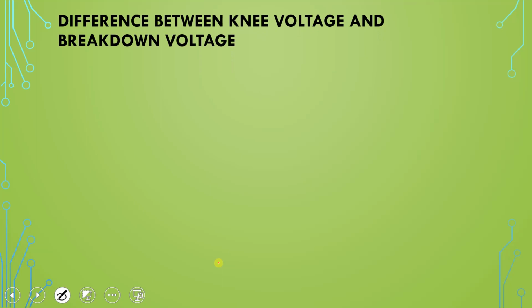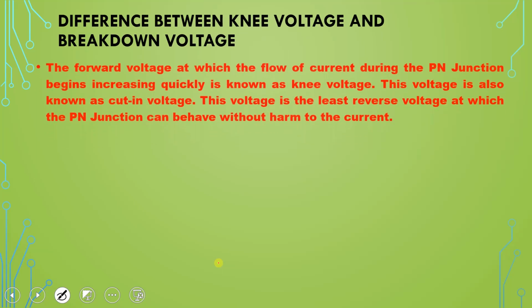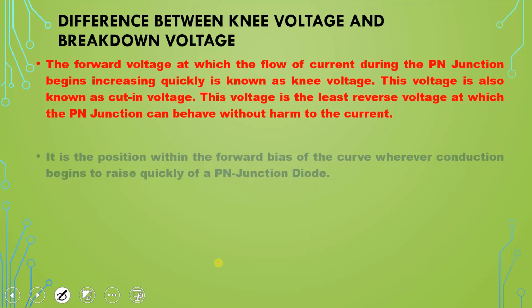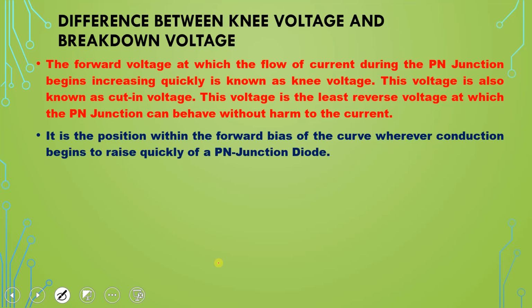Then what is the difference between knee voltage and breakdown voltage? The forward voltage at which the flow of current through the PN junction begins increasing quickly is known as knee voltage. This voltage is also known as cut-in voltage. It is the position within the forward bias of the curve where conduction begins to rise quickly in the PN junction diode. That means after this knee voltage, the conduction starts quickly.